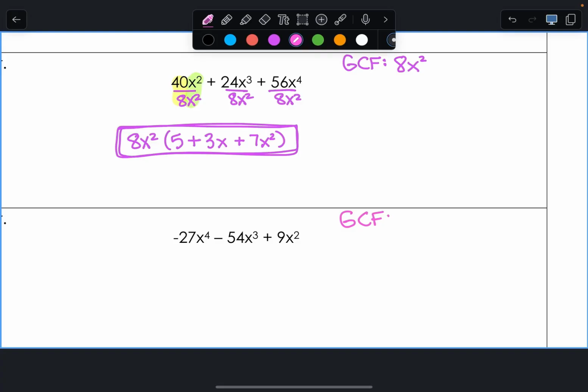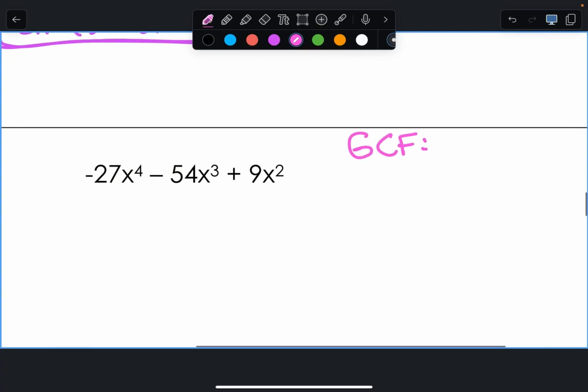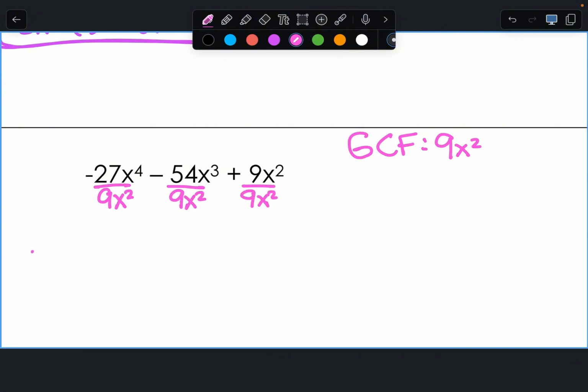What is the greatest common factor in the next group? 9. 3 is a factor of 9. What is the greatest common factor as far as the variables? X squared. Negative 27 divided by 9 is negative 3. Negative 3x what? Squared. Bring down the minus sign.